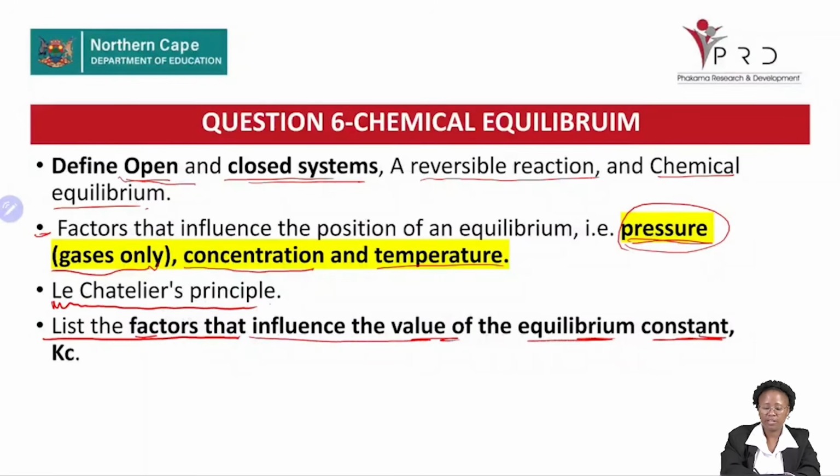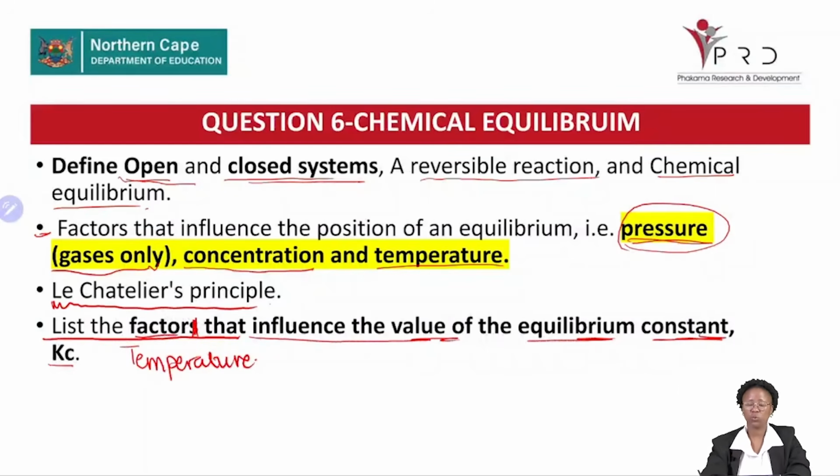I don't even have to say factors, because there's only one factor that affects the Kc, our equilibrium constant. Only one factor over here, which is temperature. Temperature is the only factor that affects our equilibrium constant. How does it do that? We will look at that shortly.